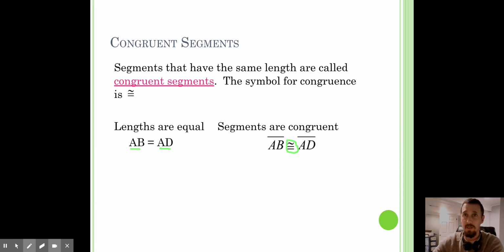It doesn't mean they're connected. It doesn't mean they're going in the same direction. It doesn't mean that they are in the same plane. It means they're the same length.